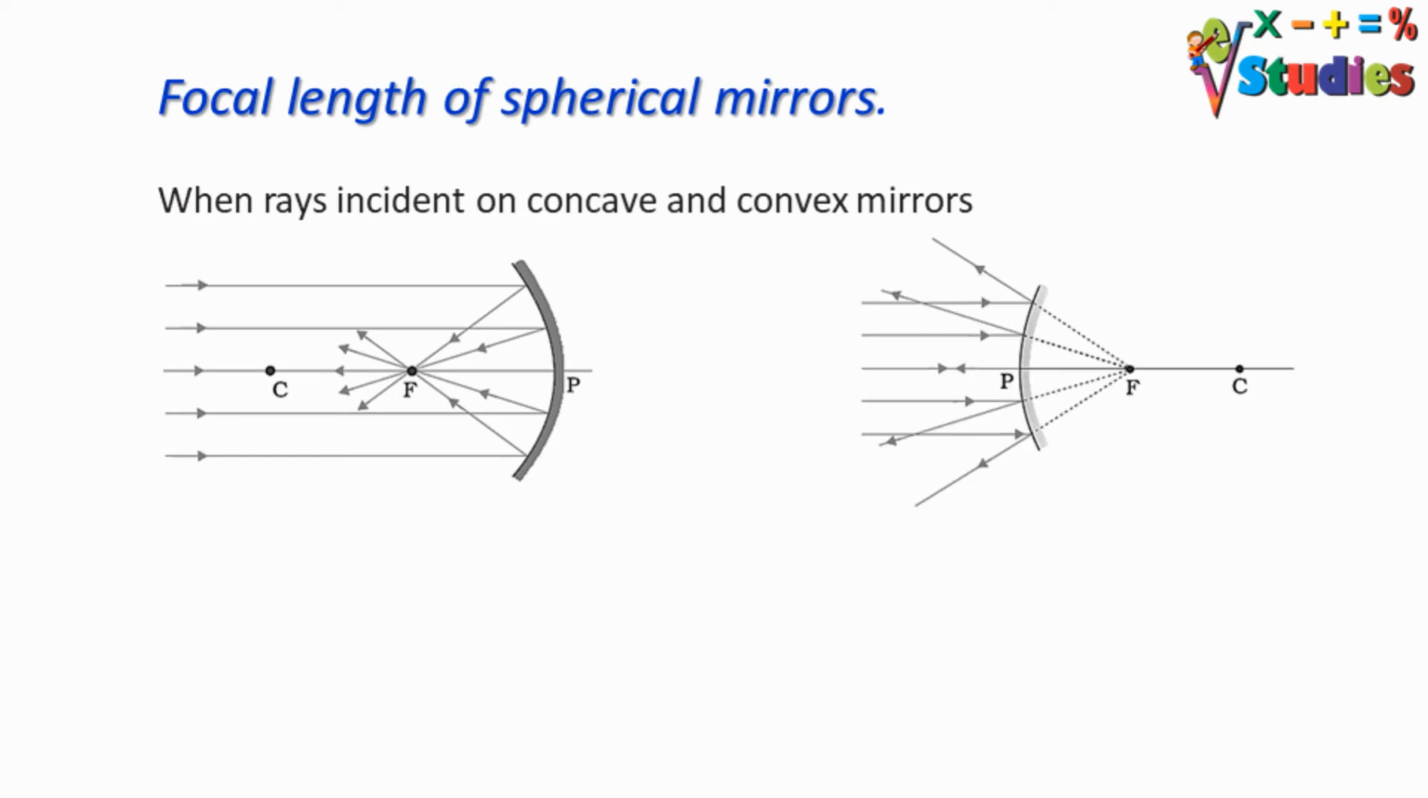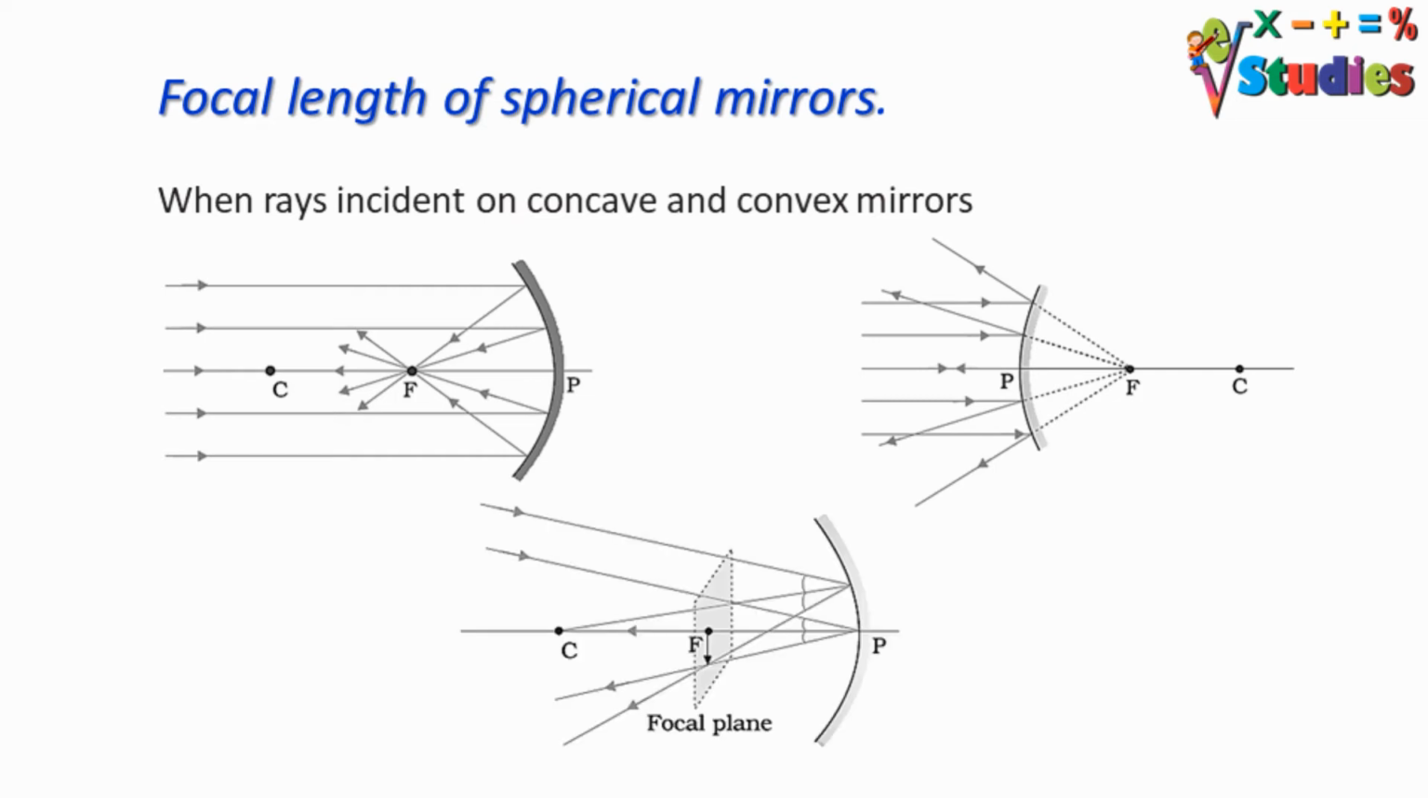Secondly, in the case of a convex mirror, same thing: a parallel beam of light is incident on the surface of the mirror, and because it is a convex mirror, the rays appear to diverge from a point F on its principal axis, and we get the virtual image. Students, remember here that in the case of a concave mirror, we are getting a real image because the rays actually reflect and converge at a point F.